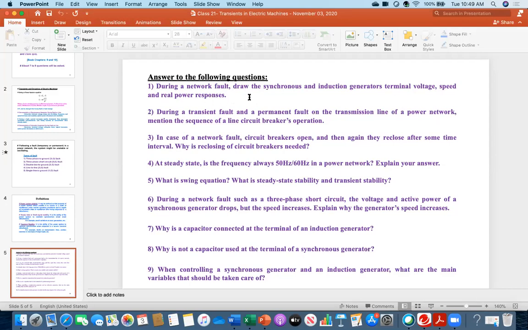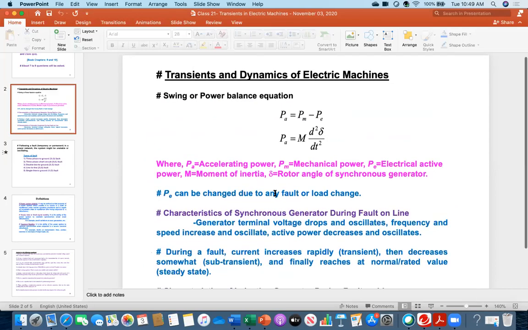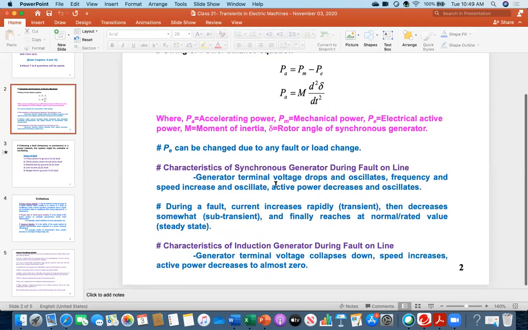If I don't say draw, if I just say, during a network fault, explain the characteristics of synchronous terminal voltage, speed, real power, then this will be the answer. Everybody see? In words, generator terminal voltage drops, oscillates, frequency and speed increase, oscillate, active power decreases and oscillates. And for induction generator, this is the answer. So in words, that is the answer already here.